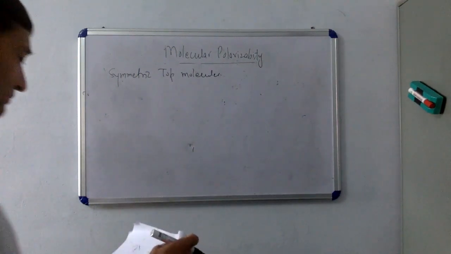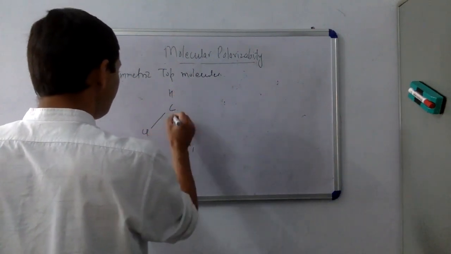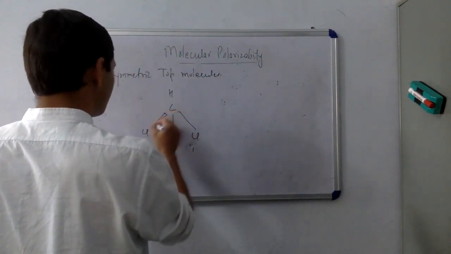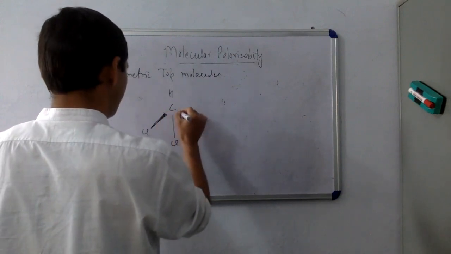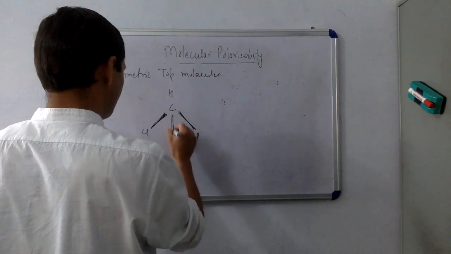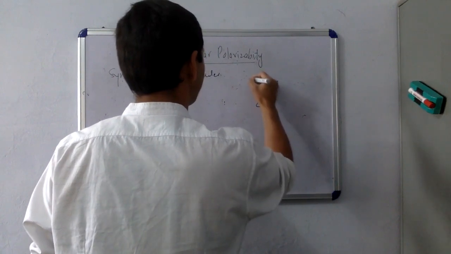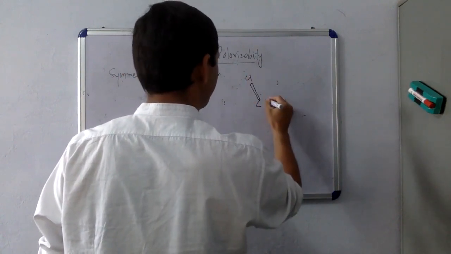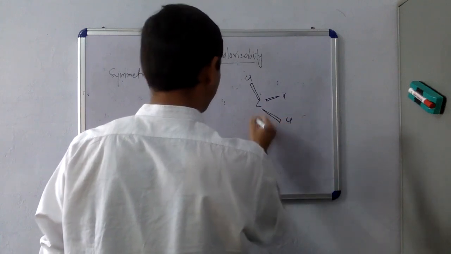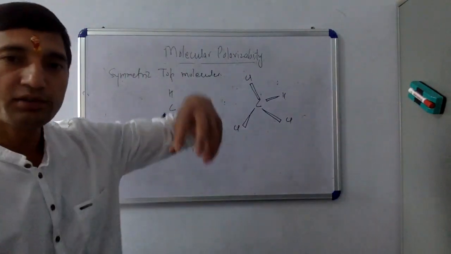So a symmetric top is CH Cl Cl Cl. Now I have a molecule something like that.